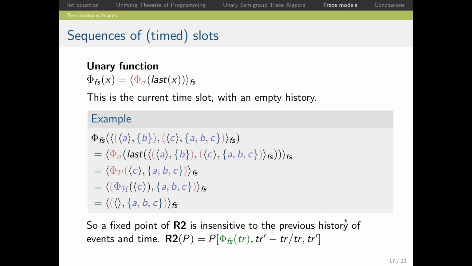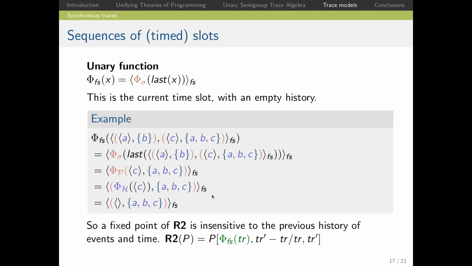So what does this mean in the context of R2 that I showed previously? Well, this means that if we define R2 where TR is substituted by phi of fs of TR, then the P must be insensitive to the previous history of events and time itself. So just as I've shown here, I've dropped all the time slots before the very last one, and then I applied phi H to the first component.